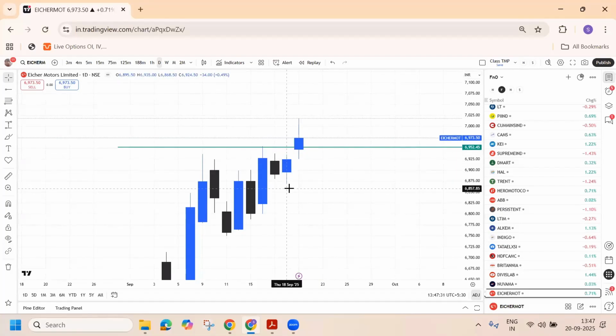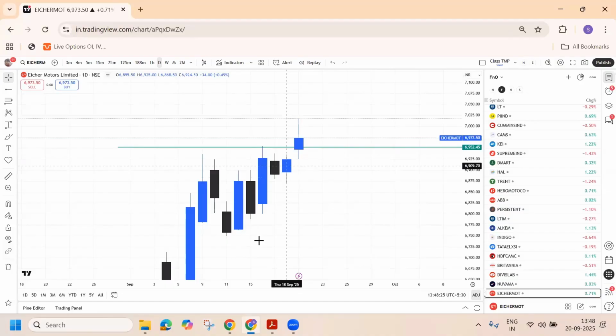In this candle, the low is 868, the high is 935. So the difference from high to low is 66 rupees 50 paisa. I'm calculating by looking at it here. And from open to close, the difference is 30 rupees only. The entire candle is 66, so the body is less than 50%.